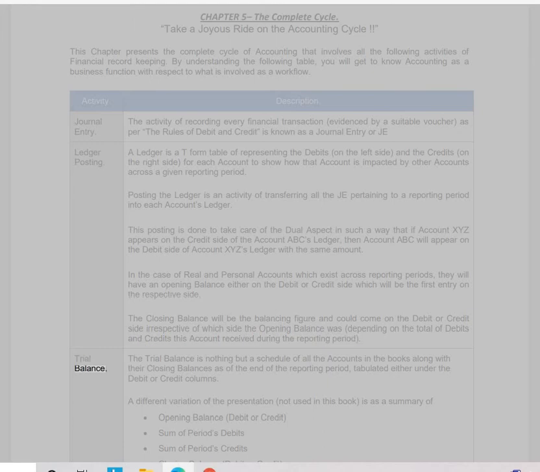Trial balance. The trial balance is nothing but a schedule of all the accounts in the books along with their closing balances as of the end of the reporting period, tabulated either under the debit or credit columns.